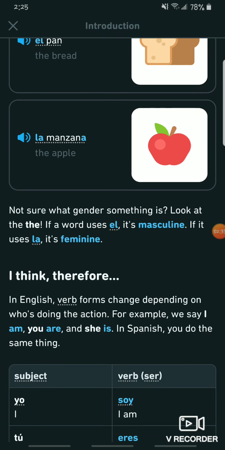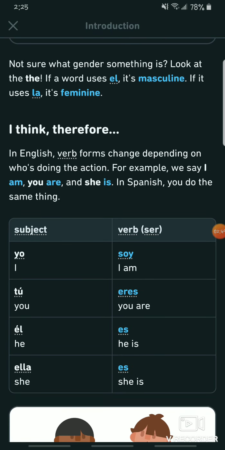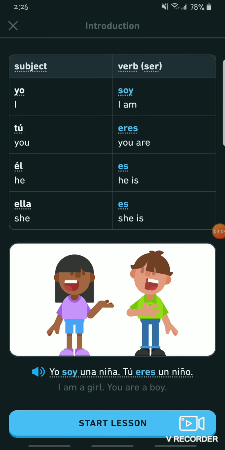In English, verb forms change depending on who's doing the action. For example, we say I am, you are, and she is. In Spanish, you do the same thing. Yo is I, soy is I am. Tú eres is you are, él es is he is, ella es is she is. The verb is ser.